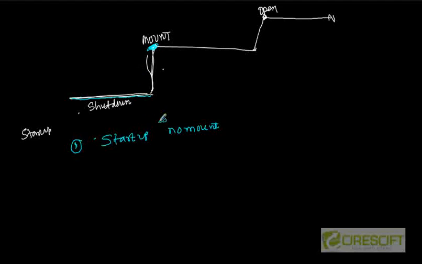And why do we do startup nomount? We need to modify the control file. But remember, only once we mount can we read the control file. So before we read the control file, if we want to modify certain things, we can modify the control file by starting the database in nomount.